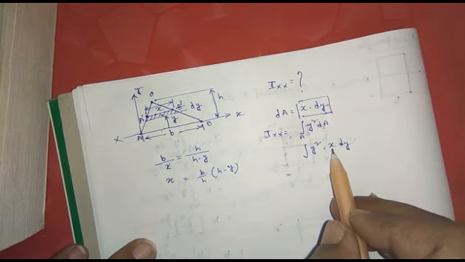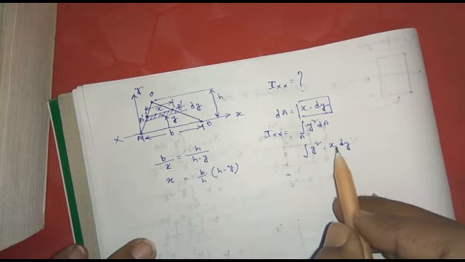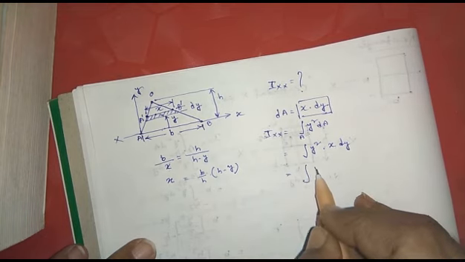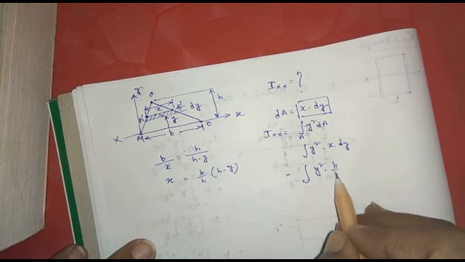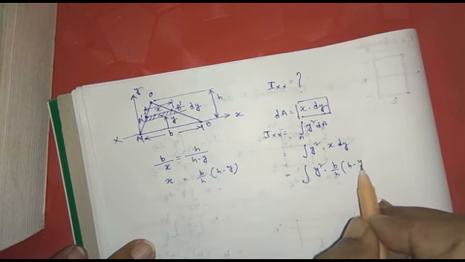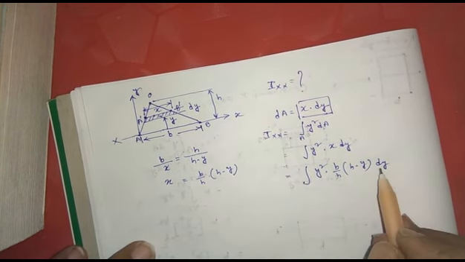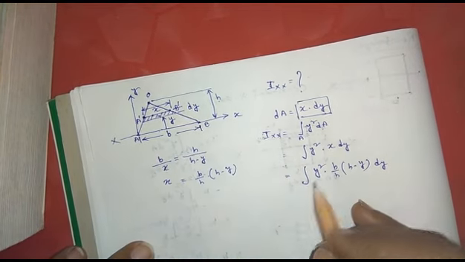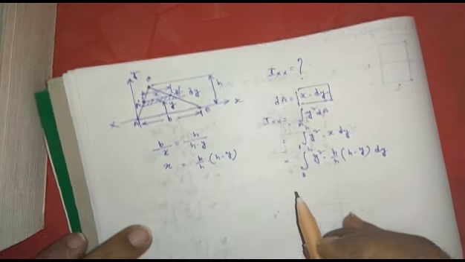Now we can't write x here because the integration will be with respect to y. So we need to write the expression of x with respect to y. We know from this it is b by h into (h minus y) dy. What is the limit of y? Y starts from 0 and ends at h, so from 0 to h. We should write the limit here also.